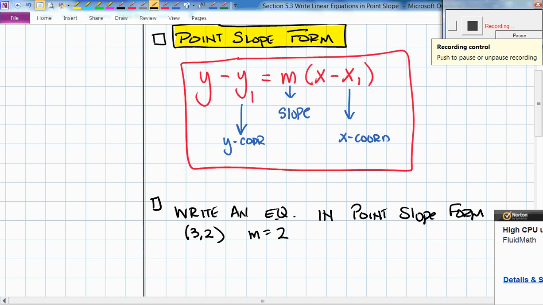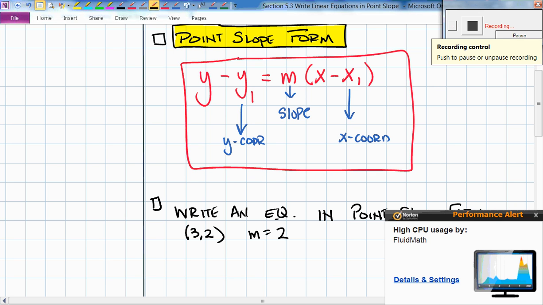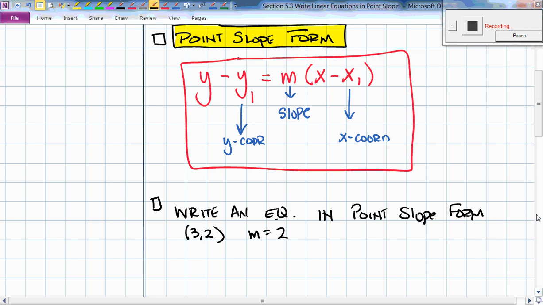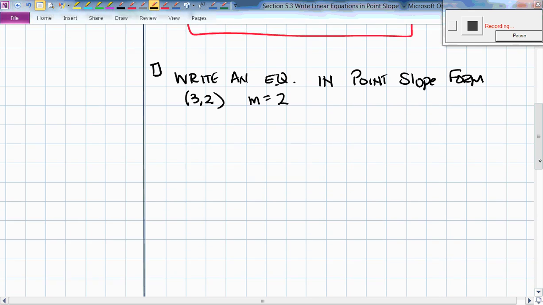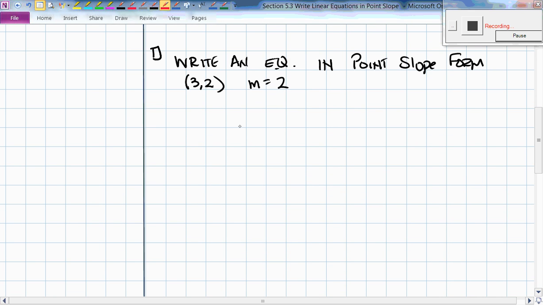All right, we're going to write an equation in point-slope form, given a point 3, 2 and m is equal to 2. We're going to start off by writing down the basic form. It says y minus y1 equals m times x minus x1. That's what we start with. That's point-slope form.